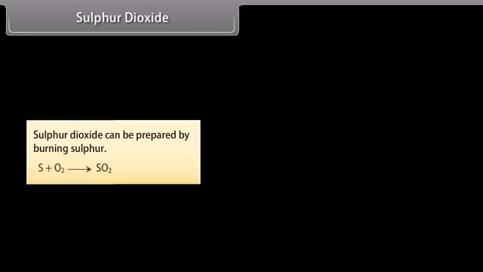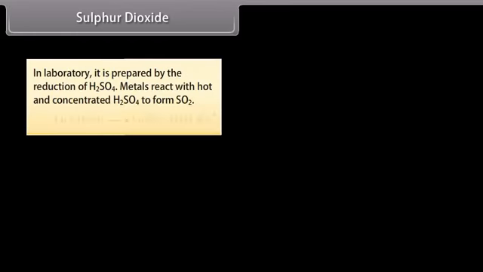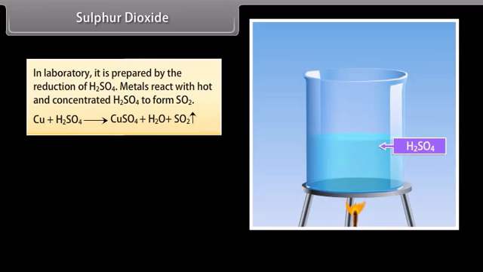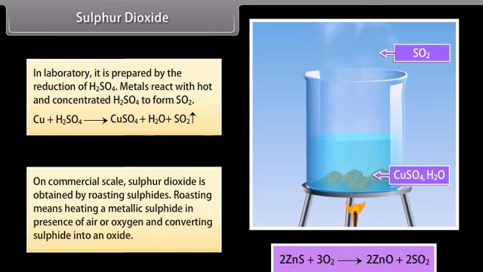Sulphur dioxide. Sulphur dioxide can be prepared by burning sulphur. In the laboratory, it is prepared by the reduction of H2SO4. Metals react with hot and concentrated H2SO4 to form SO2. On a commercial scale, sulfur dioxide is obtained by roasting sulfides. Roasting means heating a metallic sulfide in the presence of air or oxygen and converting sulfide into an oxide.